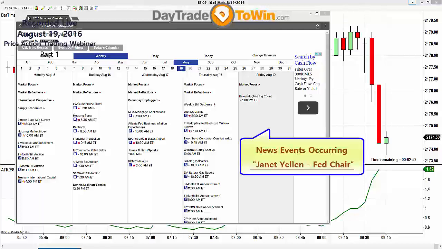So if you ever see in an economic calendar some indication that Janet Yellen or the Fed chair is speaking, it's usually at 10 o'clock Eastern or 2 o'clock p.m., 1400 Eastern. You know that it's the equivalent of a high priority news event.